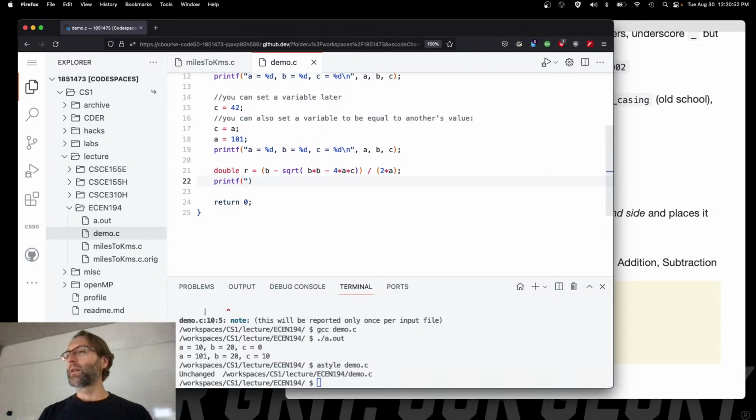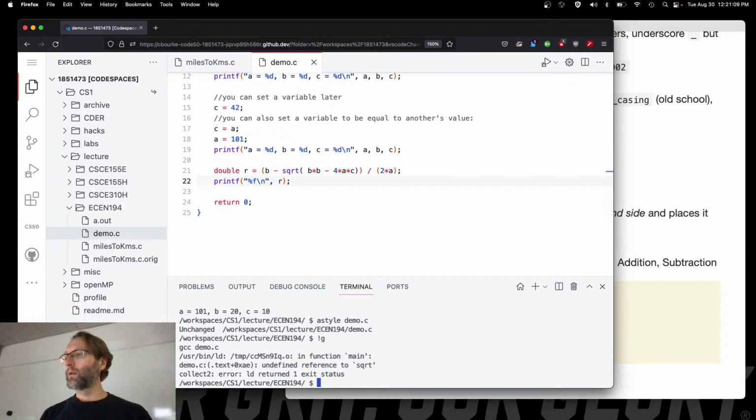Let's go ahead and print that out. Printf, percent... Now, what I'm going to print is R. So what is my placeholder for a floating point number? LF would be for scanf. You can use it here, but I will be in the habit of just using percent F here. Right? Okay. Square root.